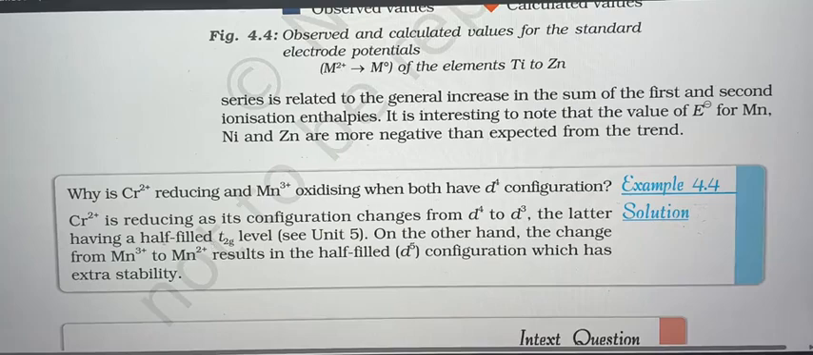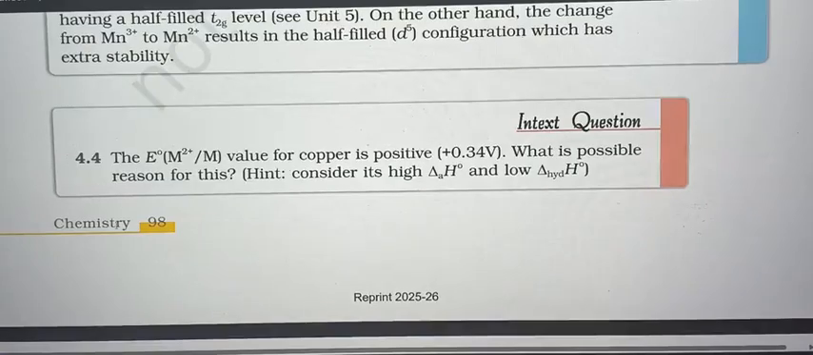Whenever you're gaining an electron, put a minus symbol. 1 electron is gained, meaning minus 1. So it becomes 2+, meaning it is gaining 1 electron. 4 was there, 1 electron will come, 5. So half filled, extra stability. We already know this. Now, already discussed, copper is positive.